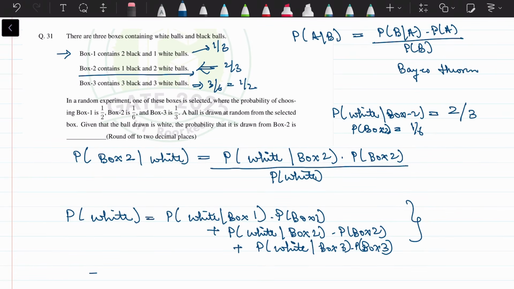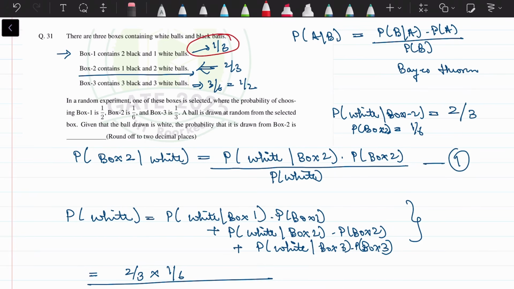So let's put that into the expression. It will be given by 2/3 into 1/6, because the probability of choosing box 2 is 1/6 and probability of white ball given box 2 is 2/3, divided by, we now need to calculate the probability of white. Probability of white is given by this big expression. In each term we have already calculated. So probability of white ball given box 1, we have calculated as 1/3. So it is 1/3 into probability of box 1, which is given as 1/2, right?